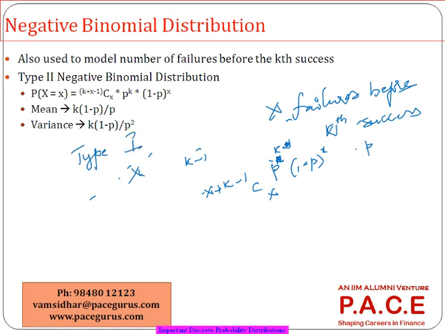In the formulas, he gives it as type 1, because there are two different applications of negative binomial. One is to model the number of trials for the kth success. Two is the number of failures before the kth success. The number of failures before the kth success, we take as negative binomial type 2. The number of trials for the kth success, we take as negative binomial type 1, a kind of distribution.